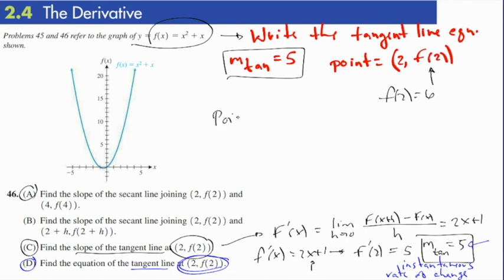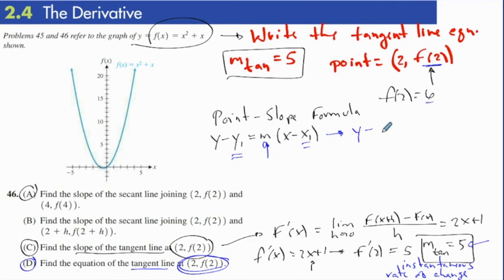So we use the point slope formula, which says y minus y1 equals m times x minus x1, where x1 and y1 are the coordinates of a known point, and m is the slope. So we get y minus, here's our known coordinate for the y value, so it's 6, y minus 6 equals, our slope is 5, times x minus, and the x coordinate we're using is 2.